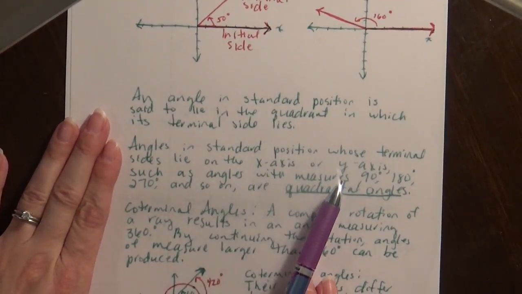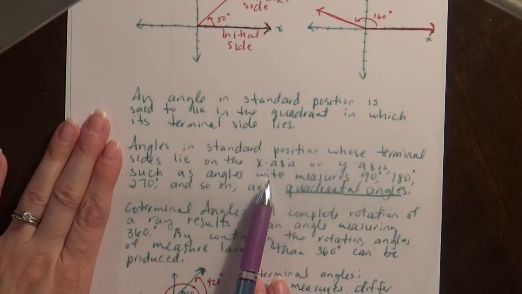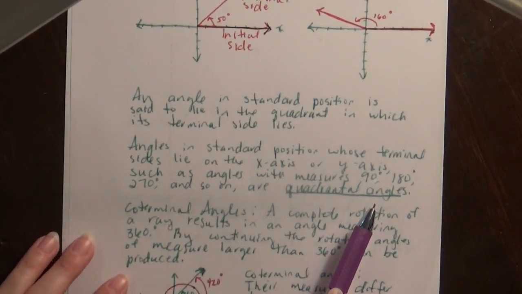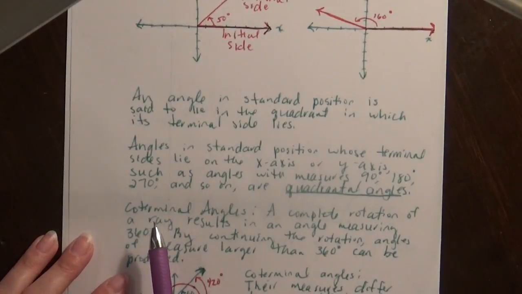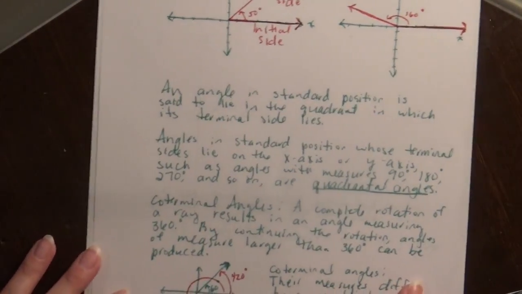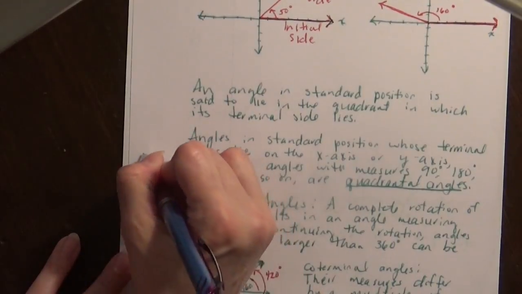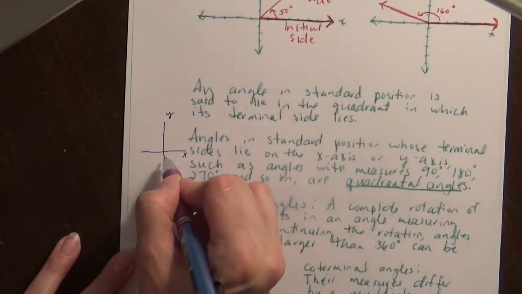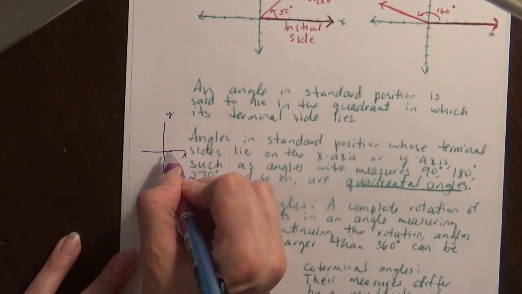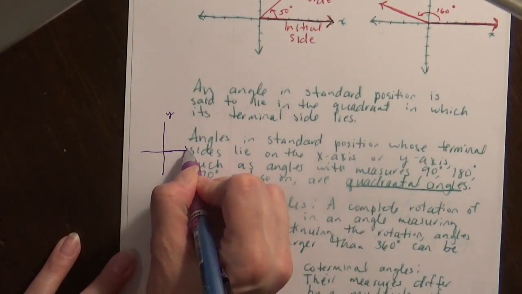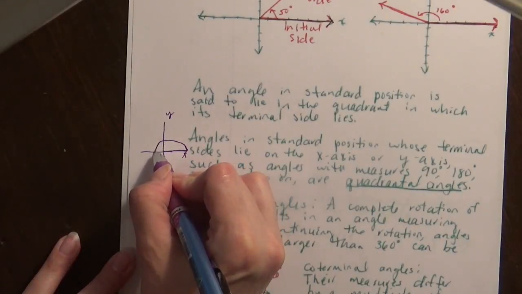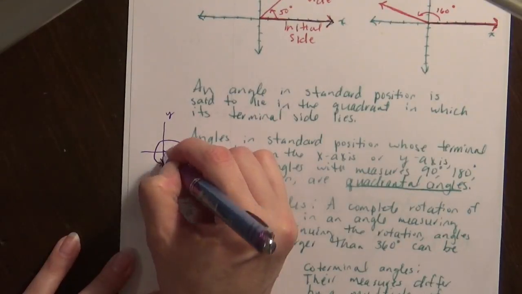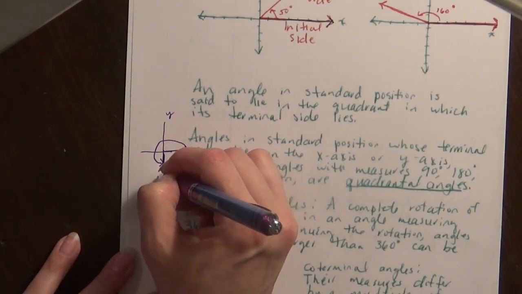Angles in standard position whose terminal sides lie on the x-axis or the y-axis, such as angles with measures 90 degrees, 180 degrees, 270 degrees, are called quadrantal angles. So just a quick illustration. Here's your x-axis, here's your y-axis, and let's say that you've got an angle with initial side on the x-axis and terminal side all the way over here on the y-axis below 0.